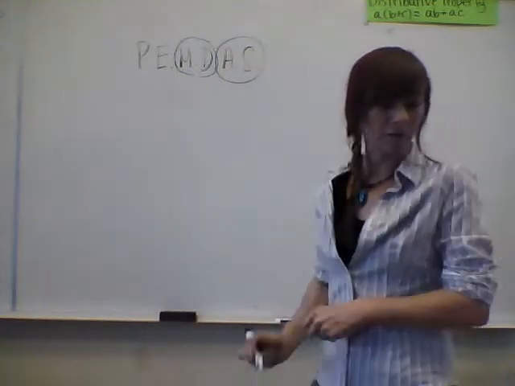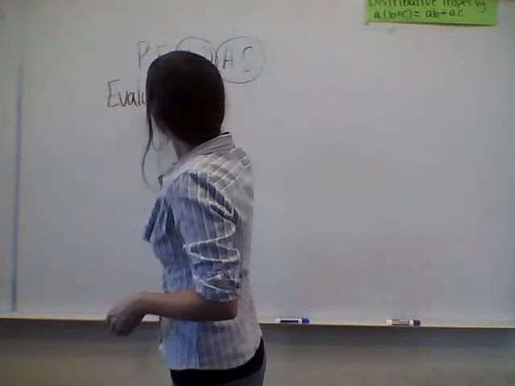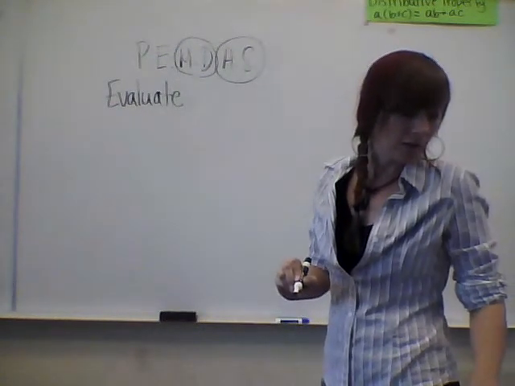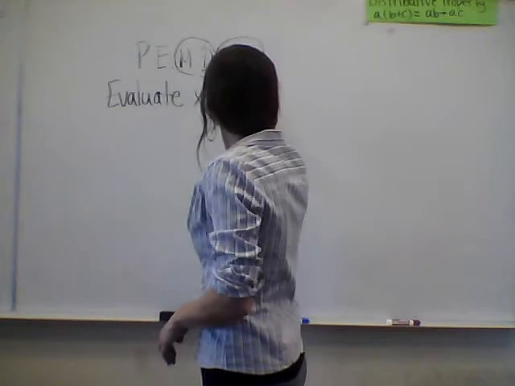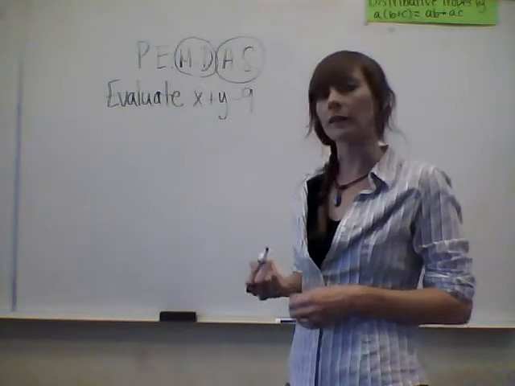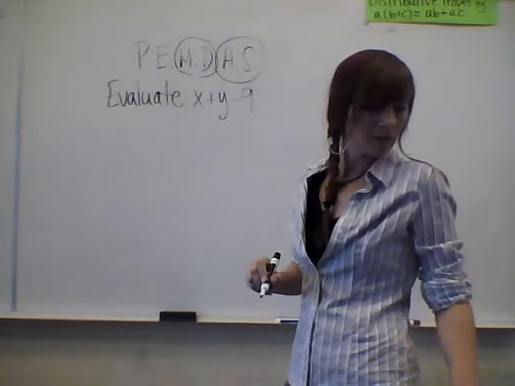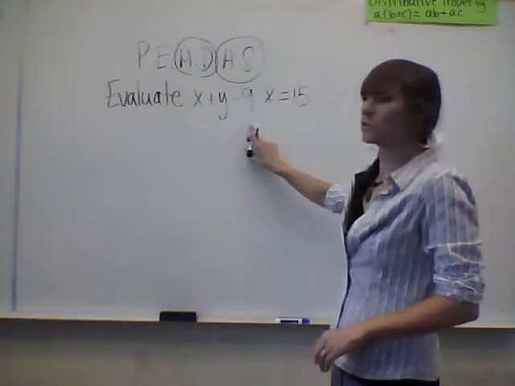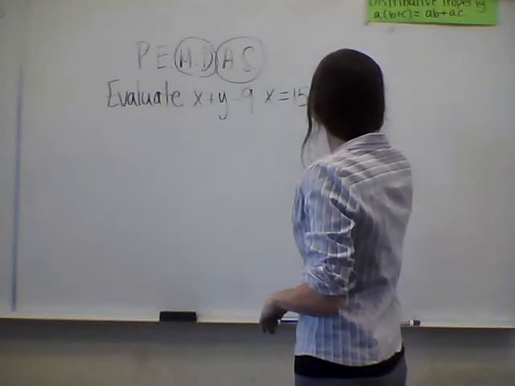For example, evaluate x plus y. So it'll say evaluate, just like in the last section, evaluate x plus y minus 9 if y equals 26 and x equals 15. So you're given values for x and y. X equals 15, and this will be right next to the expression that you're supposed to evaluate. X equals 15, y equals 26.